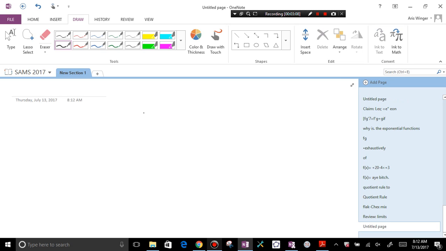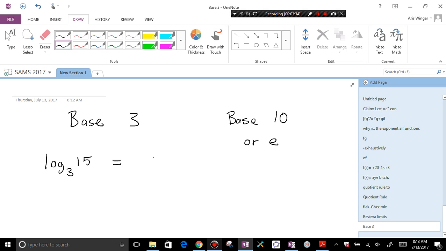That's exactly right. So if you care about base 3, and we only have base 10 or e, then you change the base, right? Because, for instance, log base 3 of 15 is equal to what? Log base 10 of 15 over log base 10 of 3. That's how you rectify that issue. So you can always change the base, right?